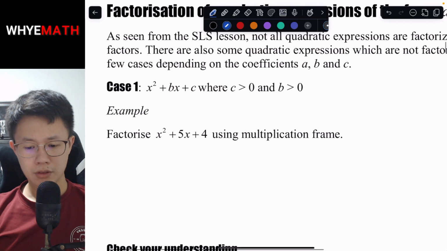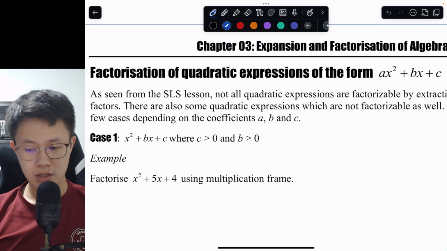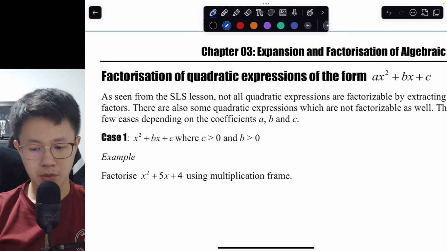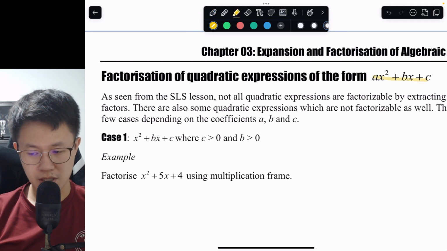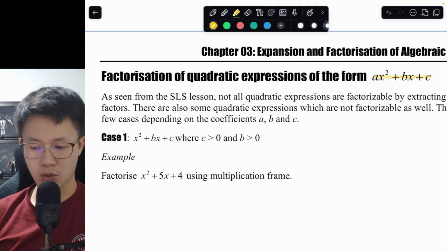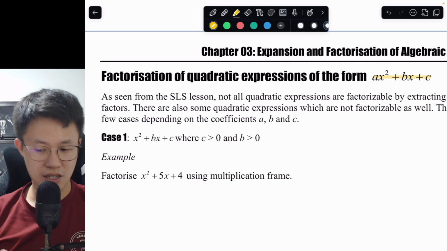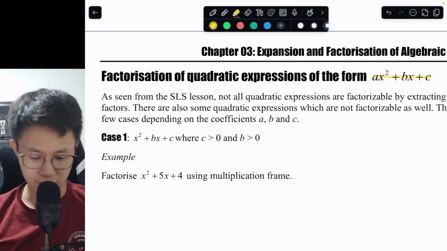Okay, so the quadratic expressions that we are looking at now are in the form of ax squared plus bx plus c. This is not that straightforward to factorize. It is not as straightforward as factorizing just simply x squared minus 4x, for example.